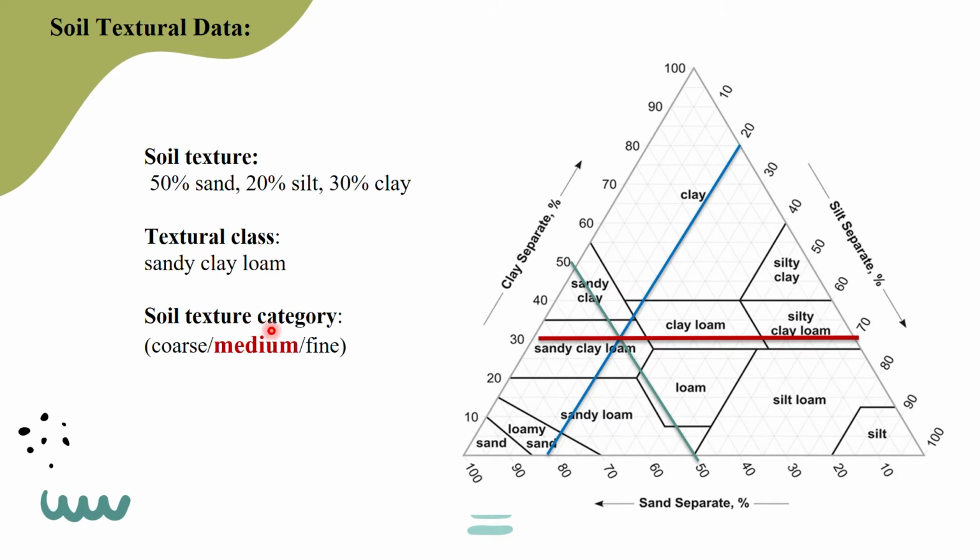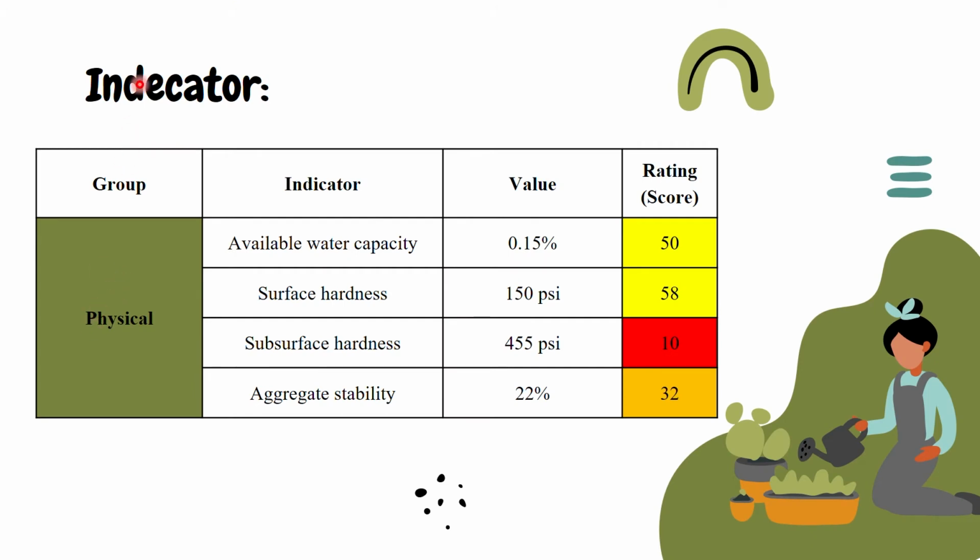Soil texture category will be coarse, medium, fine. We have different types of indicators that we use, which are physical, chemical and biological indicators. If we start with the physical, we have different types like available water capacity, surface hardness, subsurface hardness, and aggregate stability. To know that, we have a value and we have to know the score.